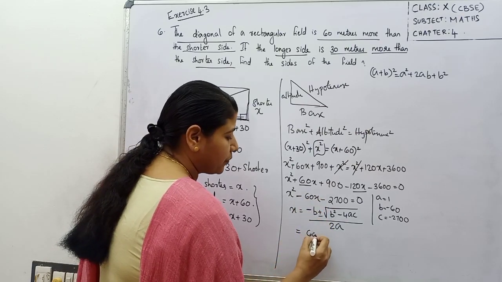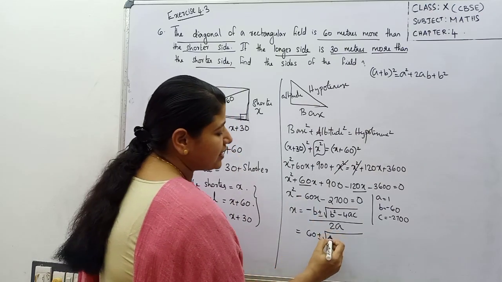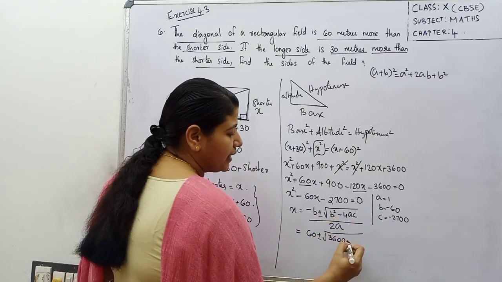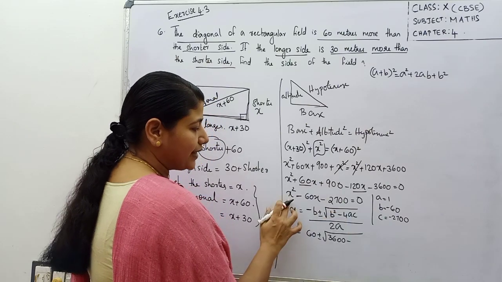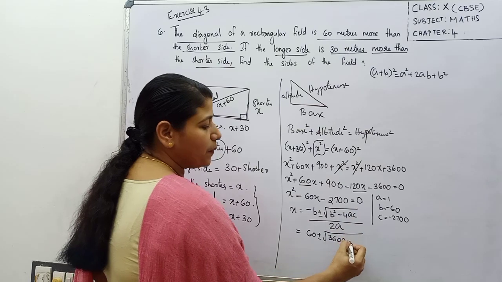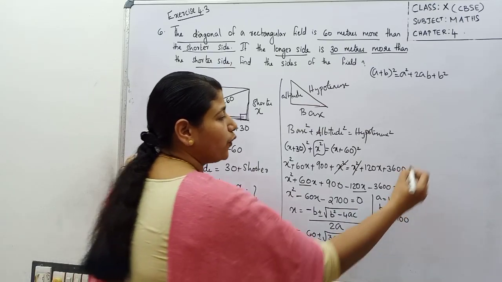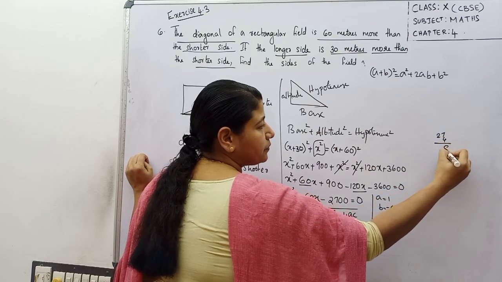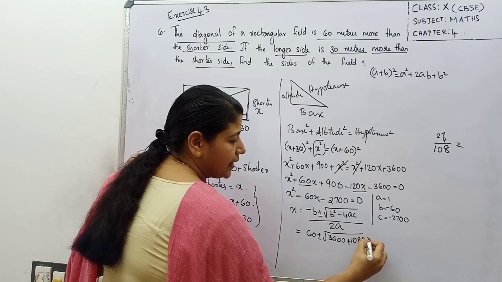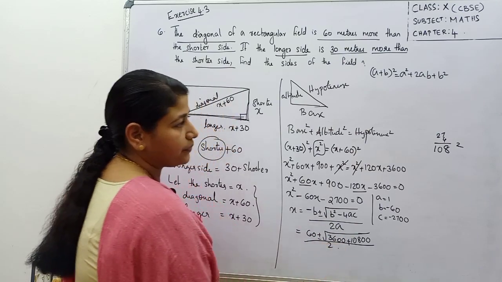Negative negative, so plus 60, plus or minus root of b square, 60 square, which is 3600. Isn't it? And again minus 4 into a is 1, and c is minus 2700. So minus into minus is plus. Again 2700 into 4, 27 into 4 is 10,800. Okay, 10,800 by 2 into a, which is 2 into 1, is 2 itself.